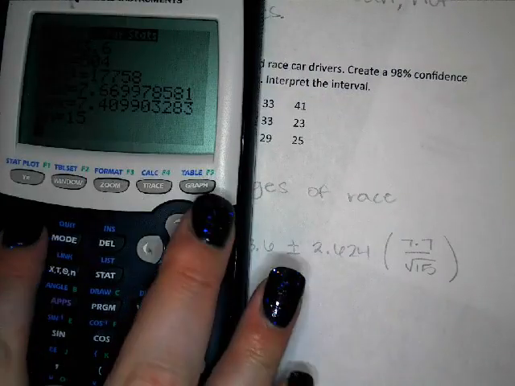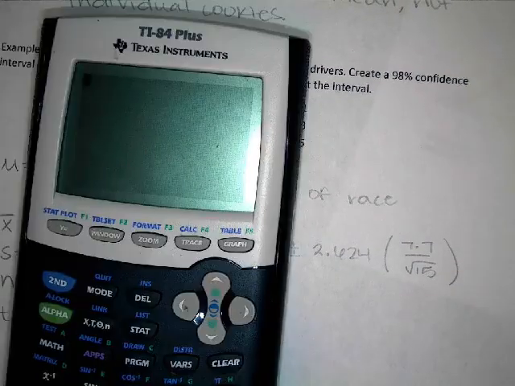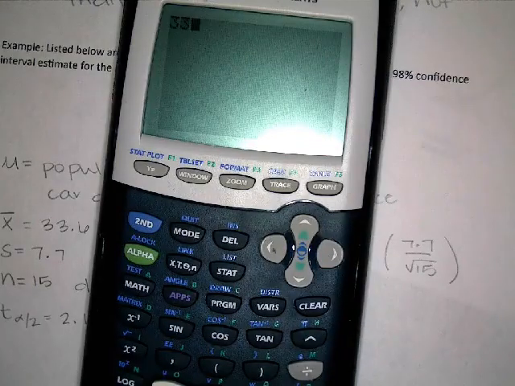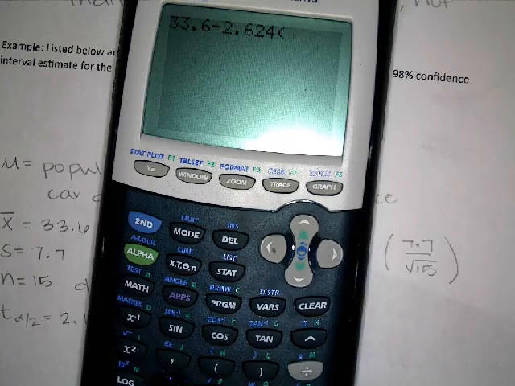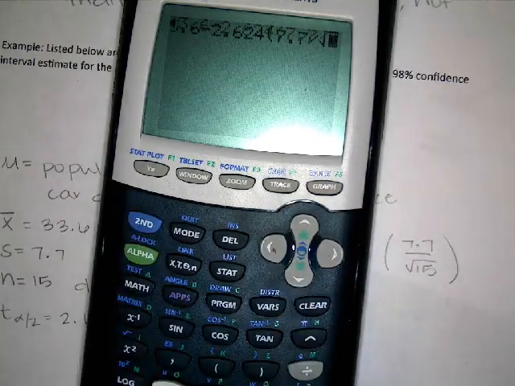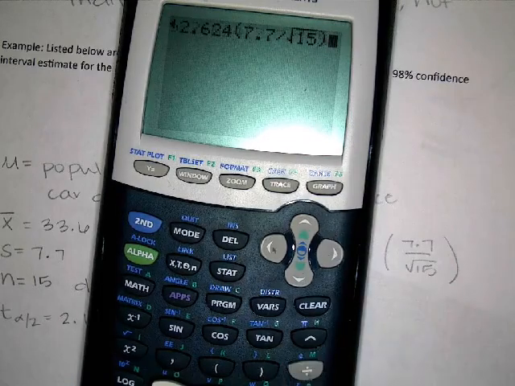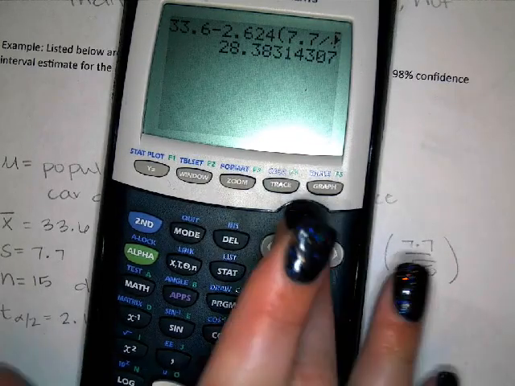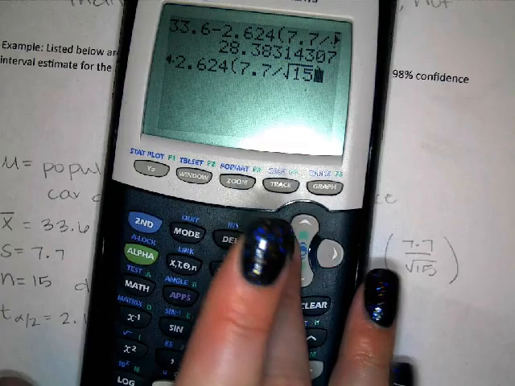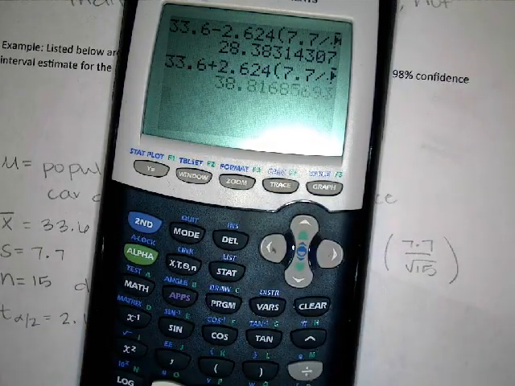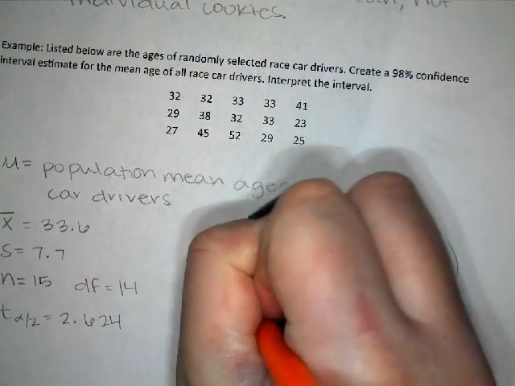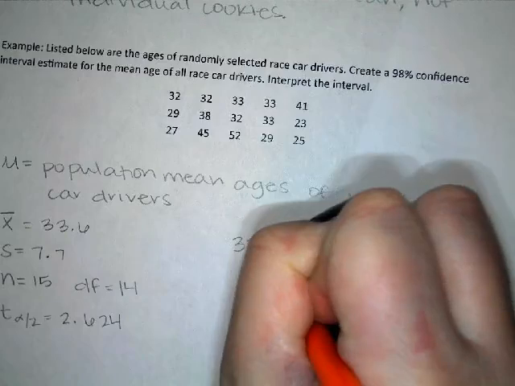So 33.6 minus 2.624 times 7.7 divided by the square root of 15. And then I'll do the upper bound as well. Okay, 28.383 and 38.817.